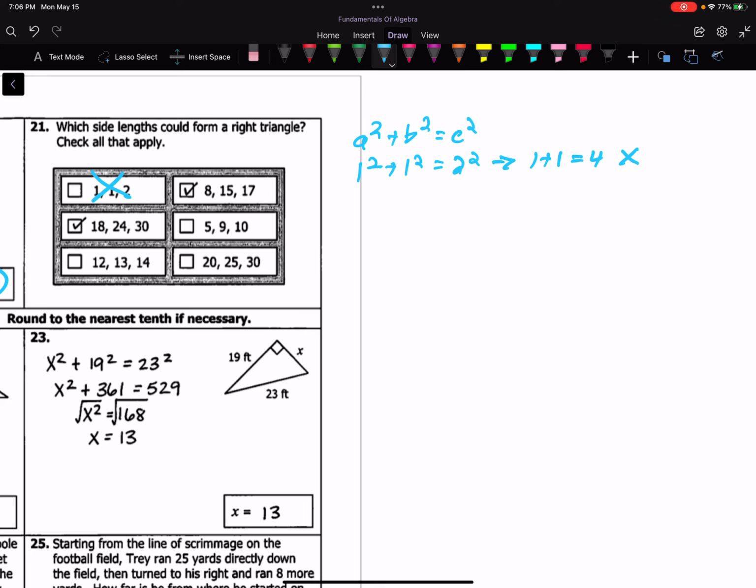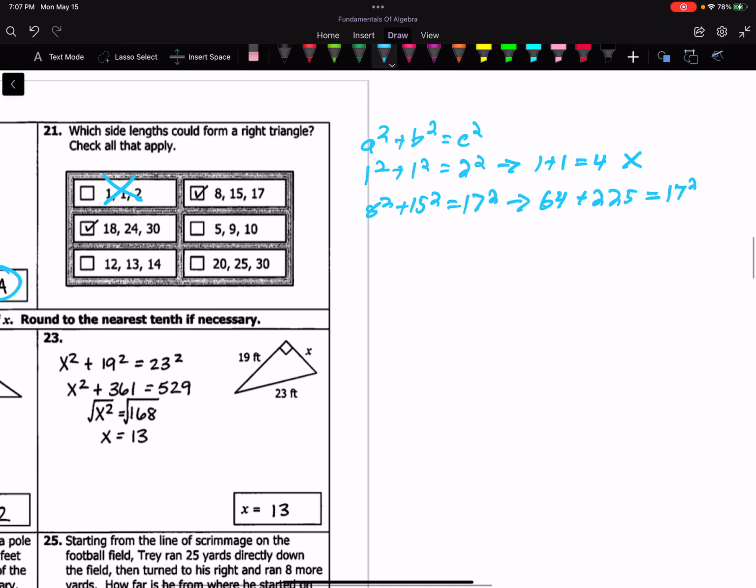Let's try the next one. 8 squared plus 15 squared equals 17 squared. That calculation would be 64 plus 225. Let me do 15 squared on my calculator. Yep, 225. You add 64 to it and you get 289. Does that equal 17 squared? Why, yes, it does. 17 squared is 289. So this one gets a check mark.